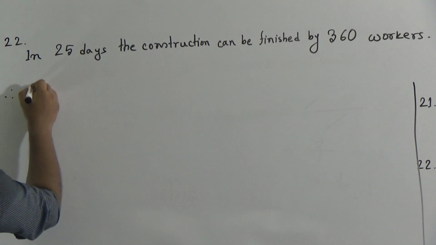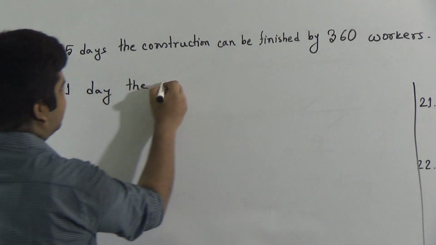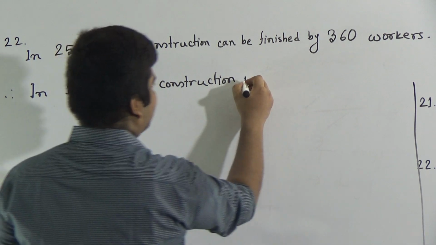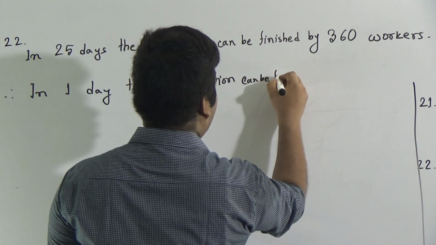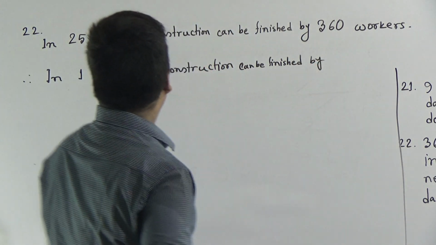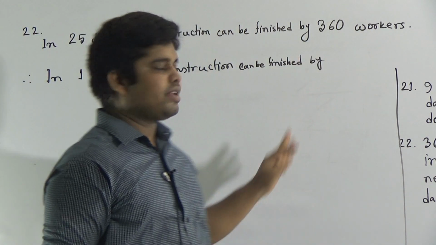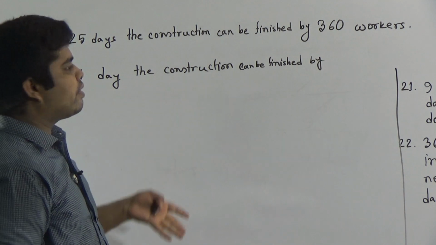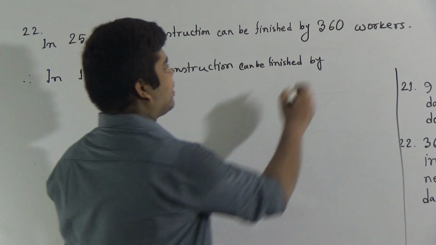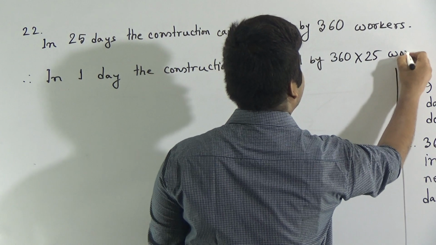Then we find in 1 day. In 1 day the construction can be finished by, in 25 days 360 workers can finish. In 1 day how many workers are needed? Is it less or more? It must be more. As it is more, multiplication will happen. And that means 360 multiplied by 25 workers.